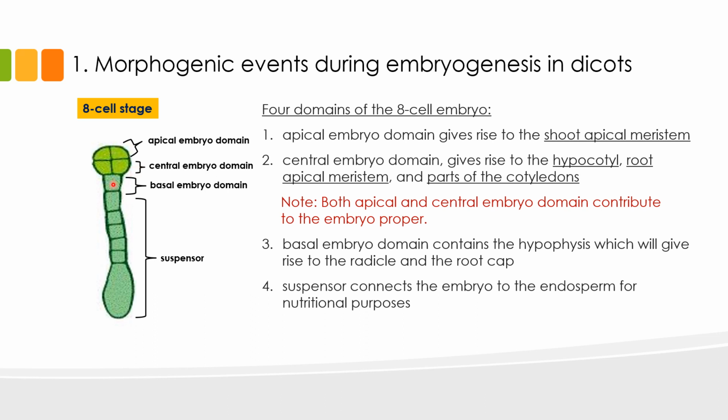Now, the basal embryo domain contains the hypophysis. The hypophysis is the structure that will give rise to the radicle, or the embryonic root, as well as the root cap. Lastly, we have the suspensor. The suspensor is the structure that connects or attaches the embryo to the endosperm for nutritional purposes.